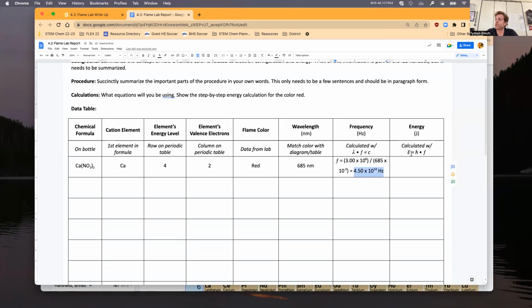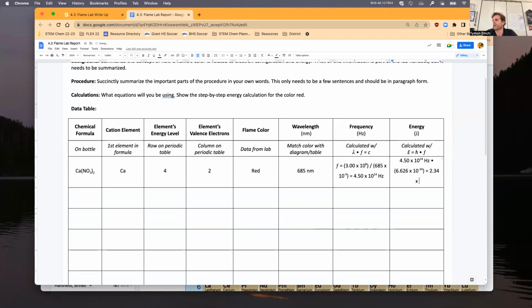Now for the energy, you're going to start with that number right there, and you're going to multiply it by Planck's constant, which is always 6.626 times 10 to the negative 34. I make sure that these are correct exponents. And then I'm going to get some answer. Again, I'm making this up. I would not copy it. I'm going to say 2.34 times 10 to the negative 14th joules. And this right here is how I do my calculations.